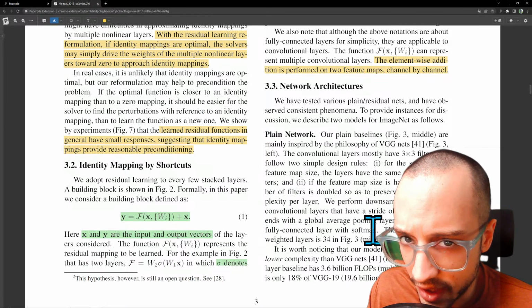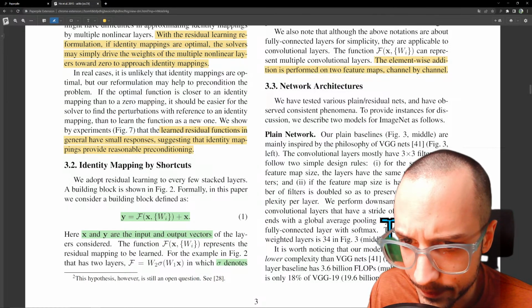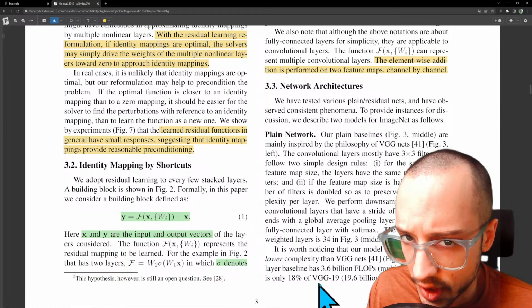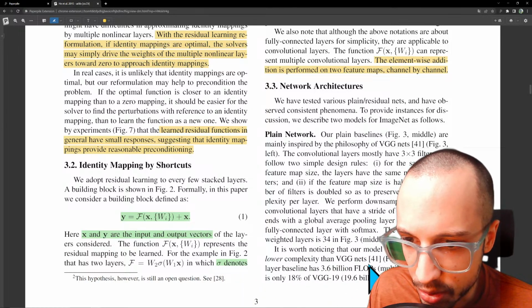The network ends with a global average pooling layer and a 1000-way fully connected layer with a softmax. Okay, so this is just a classification head for COCO, probably. Our 34-layer baseline has 3.6 billion FLOPs, which is only 18% of VGG-19.